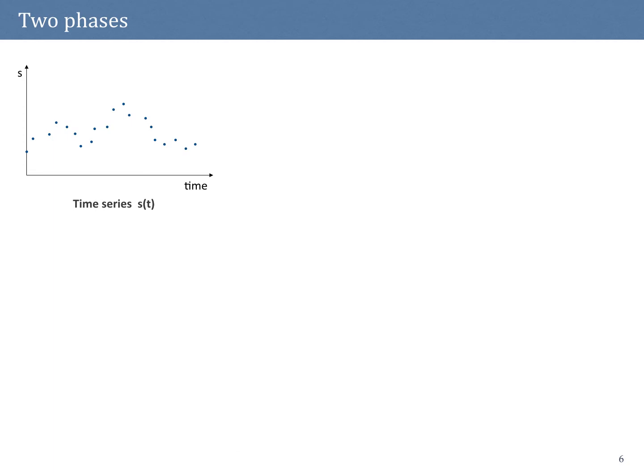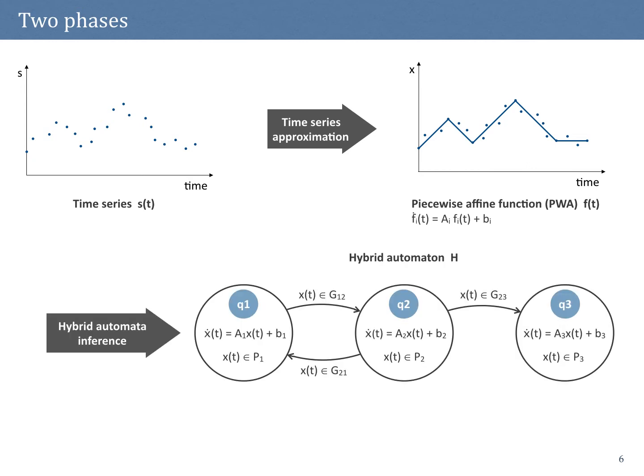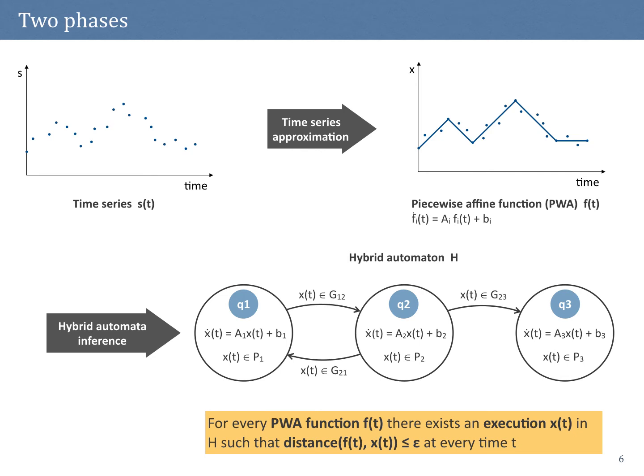Our approach consists of two main steps. The first step fits the time series data to a piecewise affine function such that its derivative is equal to a matrix A times f(t) plus a constant vector B, where A and B differ for each piece in the function. The second step constructs a hybrid automaton from the piecewise affine function. And the constructed model is such that for every function f, there exists an execution in the model such that the distance between them does not exceed a given value epsilon.